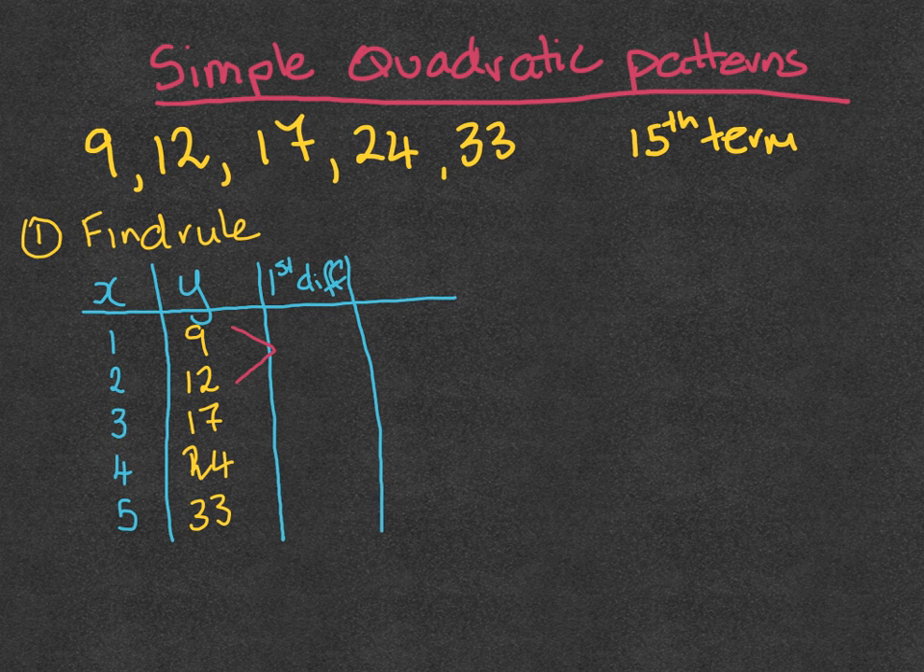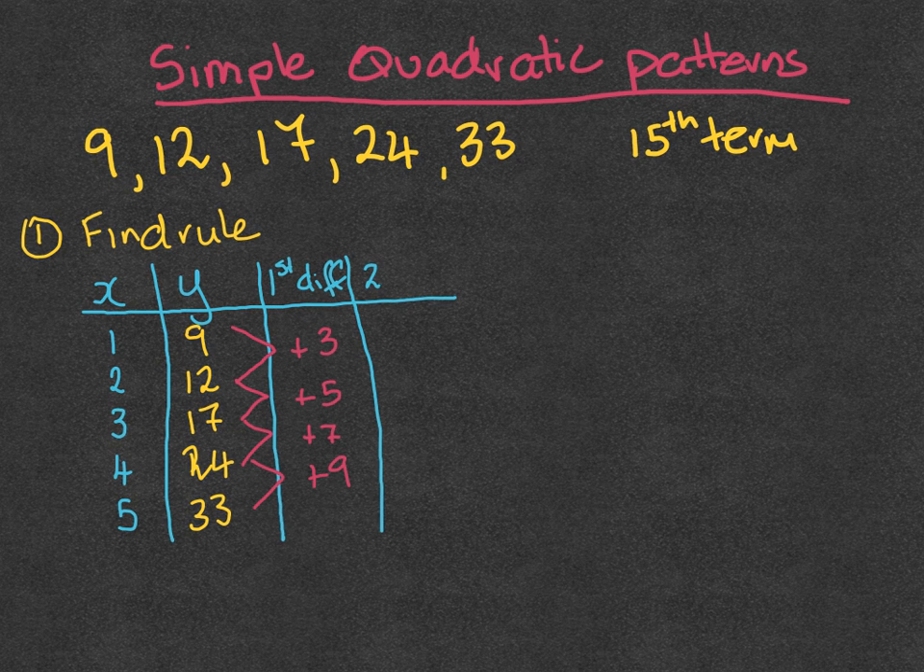Okay, so what's the difference between 9 and 12? It's positive 3. What's the difference between 12 and 17? Well, that's positive 5. What's the difference between 17 and 24? Plus 7. And what's the difference between 24 and 33? That's plus 9. Now remember, if all of these numbers had been exactly the same, we would have been dealing with a linear pattern, but we're not. They're different.